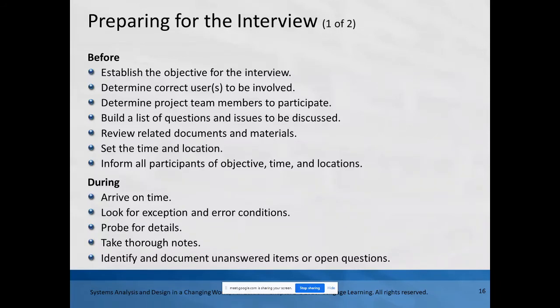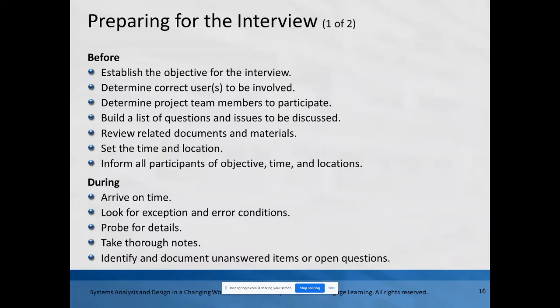Build a list of questions and issues to be discussed. Review the related documents and materials, set the time and location, and then let everyone know they're on the same page. Obviously, this is easy today with calendar apps like Google Calendar. You can send the invitation out, let them know exactly where it's going to be, if it's going to be virtual or face-to-face, and then go from there.